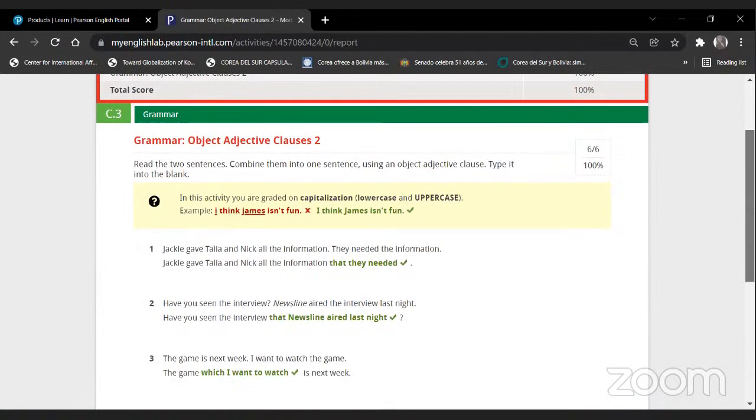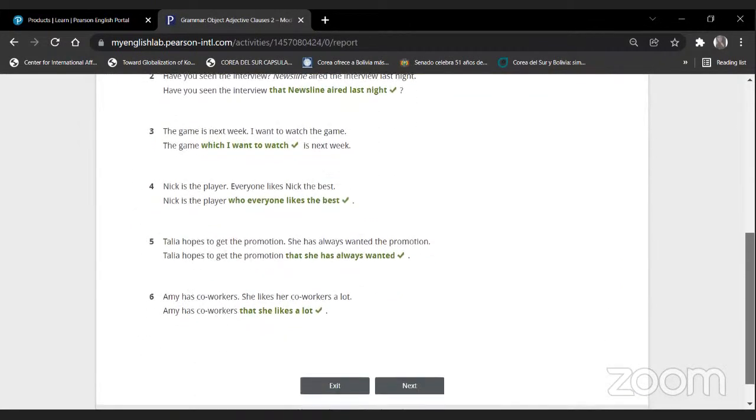Perfect. Any mistake? Did you remember now, Gabby? Or maybe do you have some doubt? No, I remember. Sometimes I get confused with the names of the grammars. Yes, but I remember. Okay, perfect. Very good. So it is okay now.